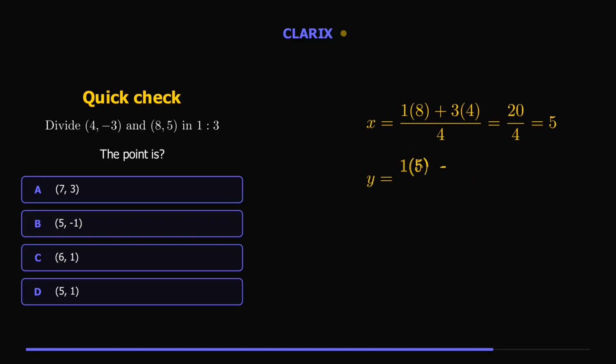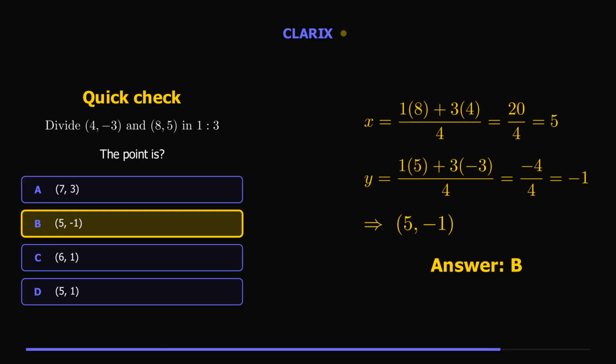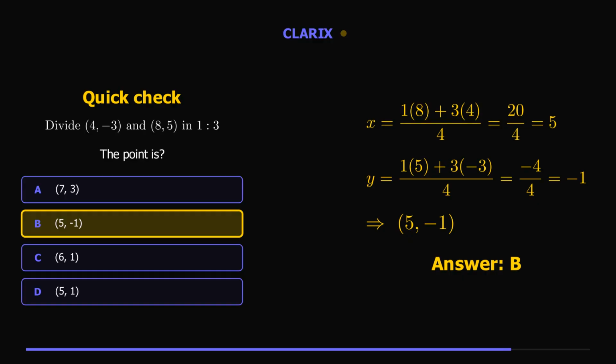Section formula, ratio 1 to 3. The x is 1 times 8 plus 3 times 4 over 4. 20 over 4 equals 5. The y is 1 times 5 plus 3 times minus 3 over 4. Minus 4 over 4 equals minus 1. So, 5, minus 1, option B.